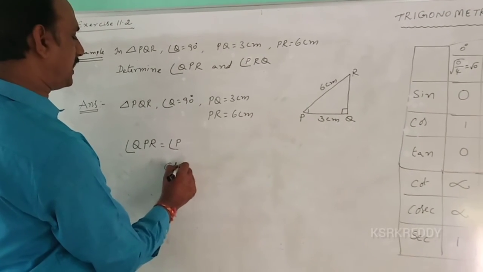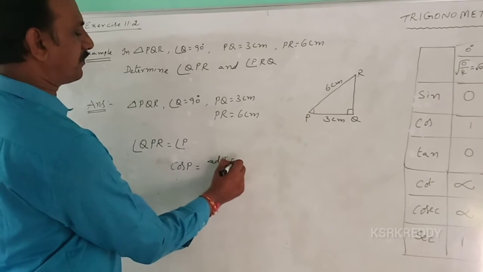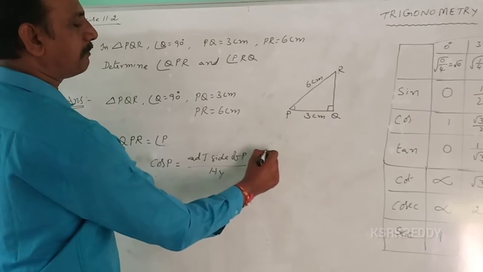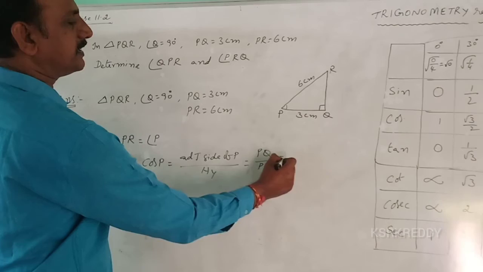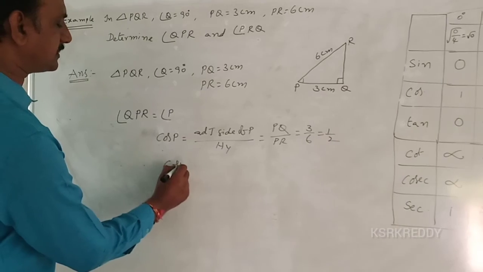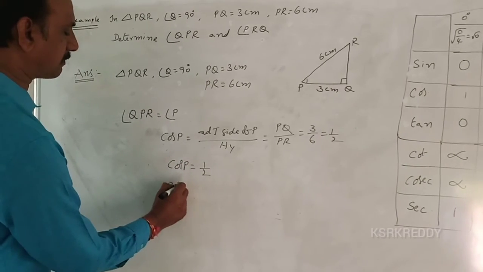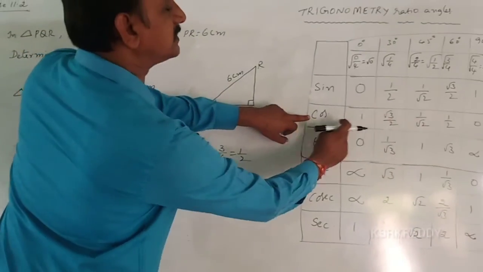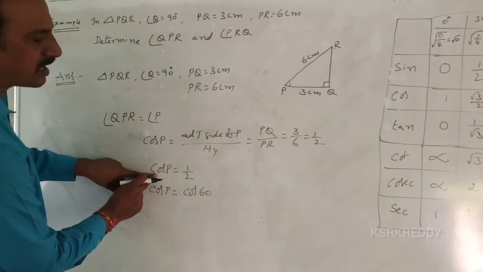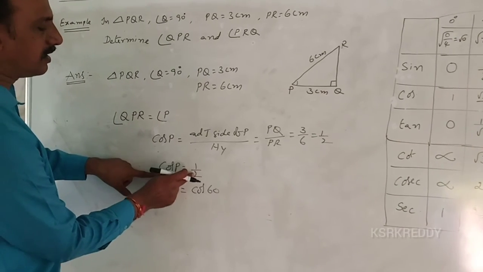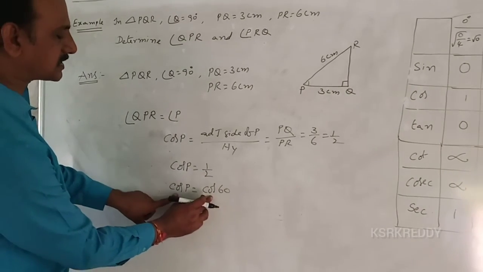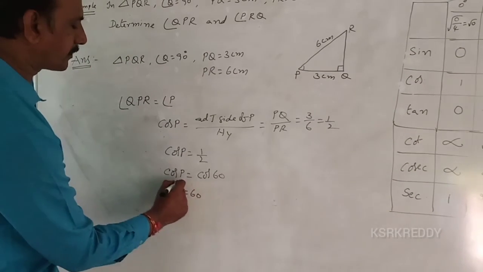So cos P is equal to adjacent side of P by hypotenuse. What is the adjacent side of P? PQ by PR. That is equal to 3 by 6, which is 1 by 2. Cos P is equal to 1 by 2. Which cos value is equal to 1 by 2? Cos 60. Therefore cos P equals cos 60. Cancel cos, P equal to 60.